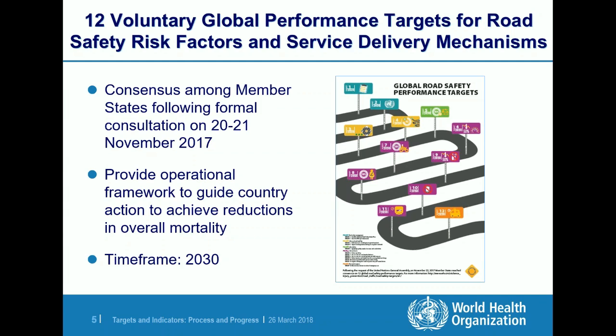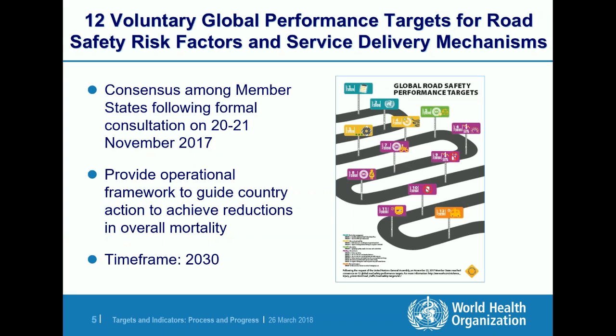I would like to talk briefly about the rationale for why the targets were established, and then go through each of the individual 12 targets. And then at the end, I'd like to suggest some ways in which these targets can be of use to civil society organizations and other organizations that are working in the field of road safety, and how these targets can be used by various actors to advance this important agenda.